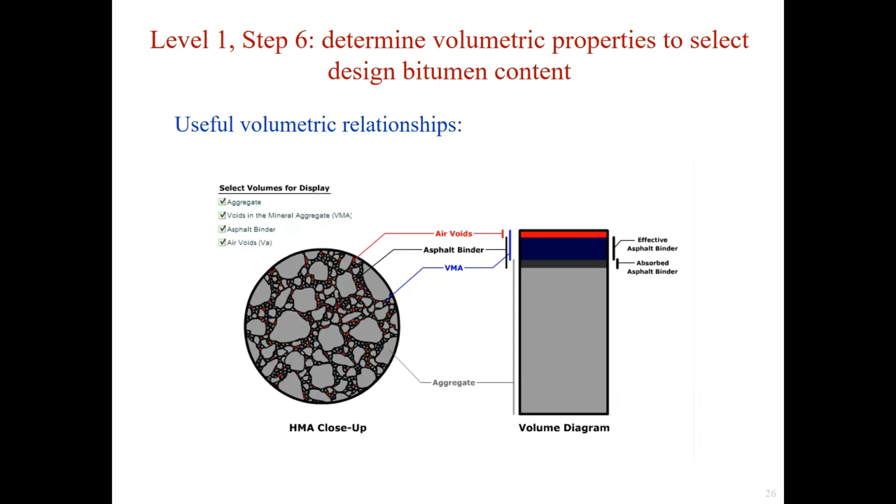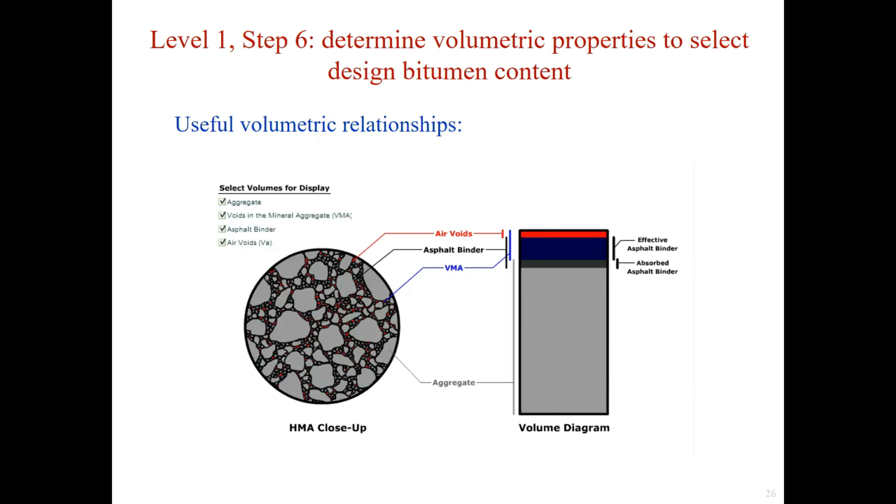Step 6 is to determine the volumetric properties to select design bitumen content. Let's have a look at the volumetric relationship. In the diagram, the HMA stands for hot mix asphalt. The bigger particles are the aggregate. Some of the asphalt are absorbed into the aggregate.